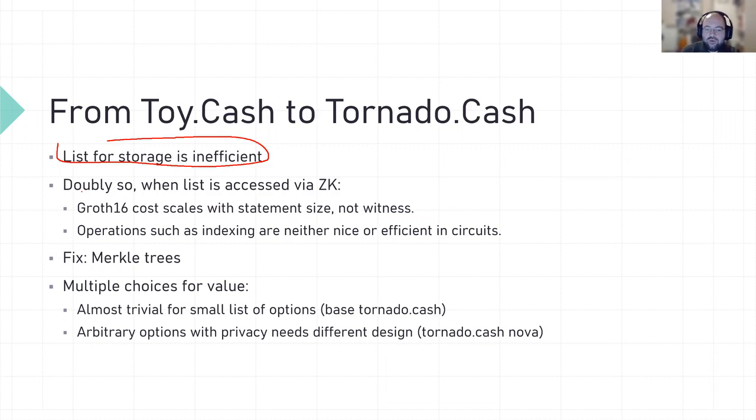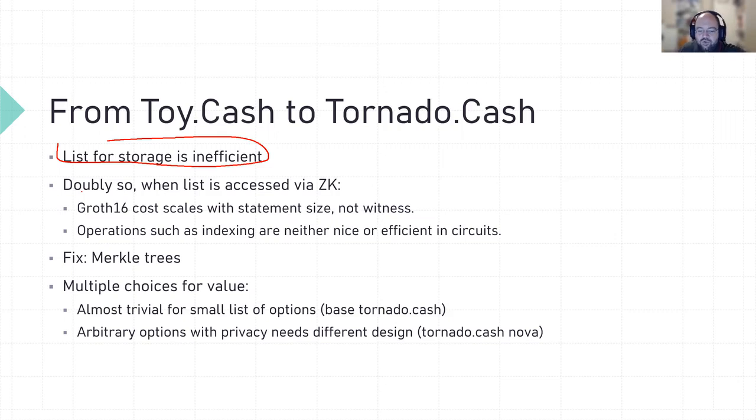So what's the fix? The fix is actually quite simple. Instead of storing the notes that are yet to be spent in a list, we will store them in a Merkle tree. So if we deploy this fix, then we have essentially reached 95% of the functionality of Tornado Cash.